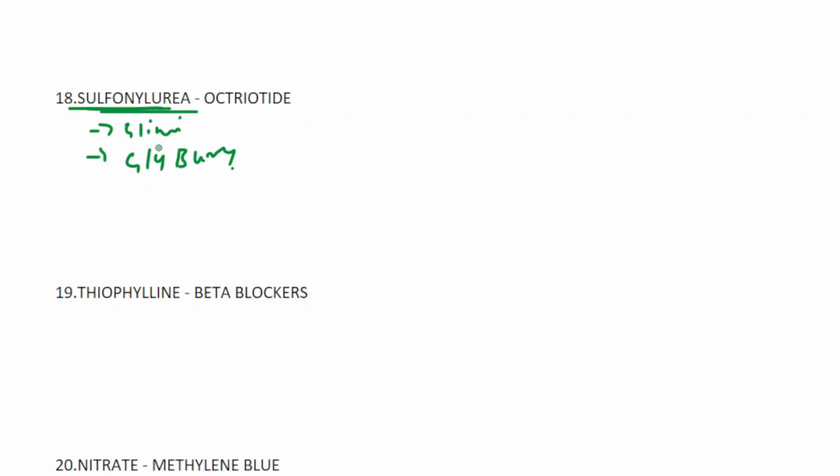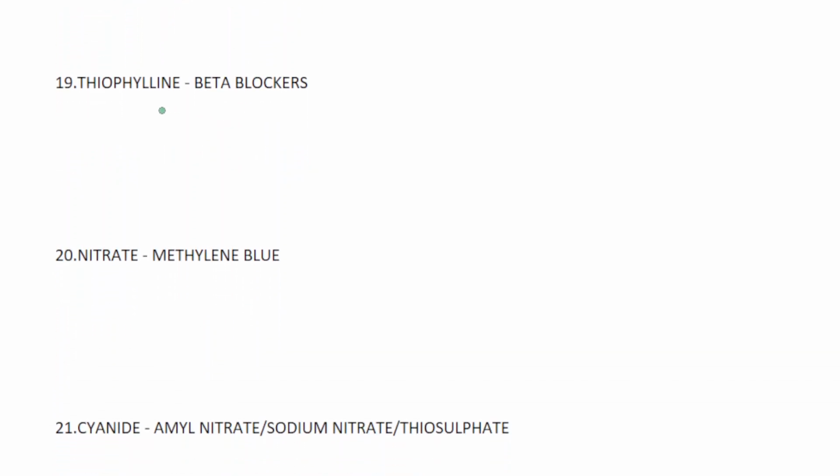These drugs mainly encourage insulin secretion from beta cells, and octreotide is a synthetic analog of somatostatin. It inhibits the release of insulin and acts as an antidote for sulfonylurea. Next drug is theophylline. For theophylline, the antidote is beta blocker. Theophylline is mainly used in the treatment of asthma, COPD, and other respiratory conditions. For this, beta blocker is the antidote.